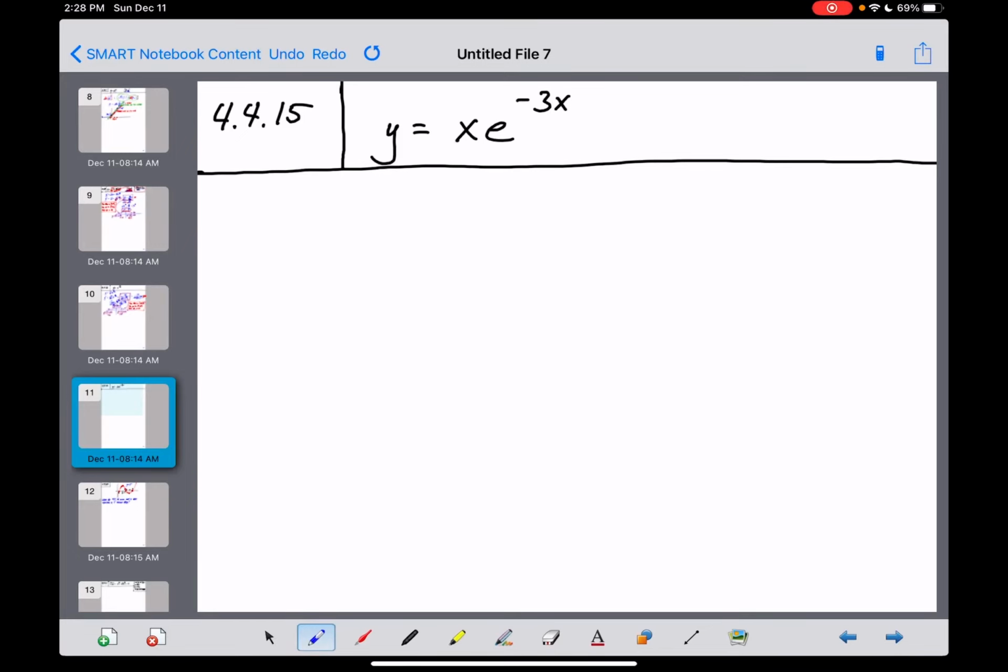Number 15, still trying to find intervals of concavity, up or down, and points of inflection. So we need our second derivative, which means we first need our first derivative. And unfortunately, there's no getting around the product rule here, guys.